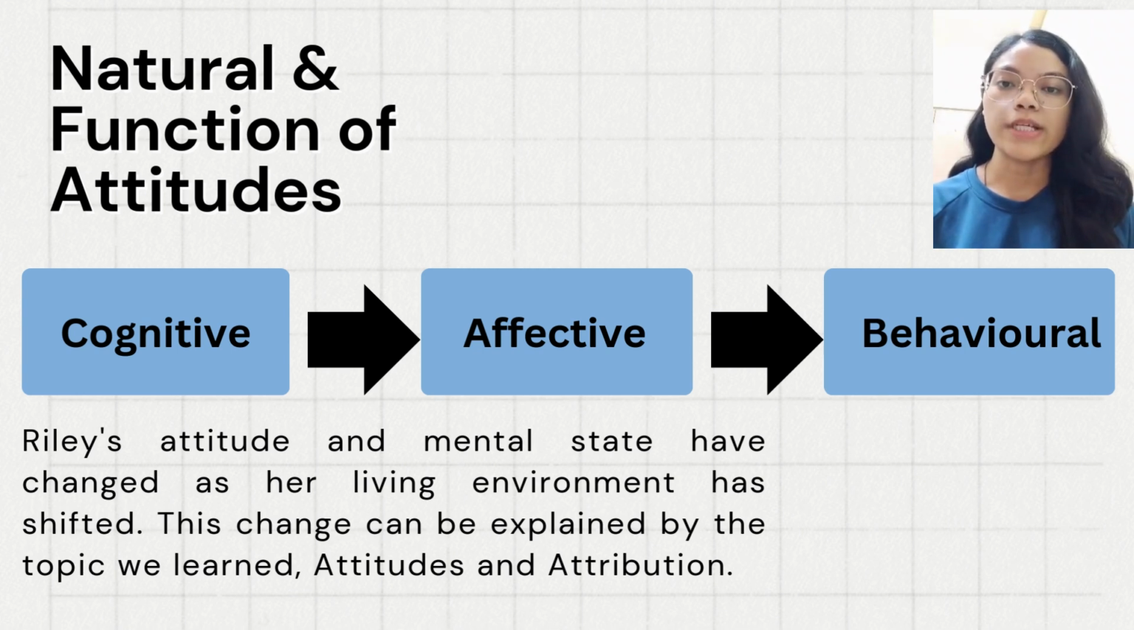Attitude consists of 3 basic components: cognitive, affective, and behavioral. First, the cognitive component. This involves Riley's thoughts and beliefs. Initially, her thoughts about moving to San Francisco are mixed with excitement and curiosity influenced by her positive past experiences. But as challenges arise, her thoughts shift. She begins to worry and feel uncertain, reflecting the cognitive aspect of her attitude changing.